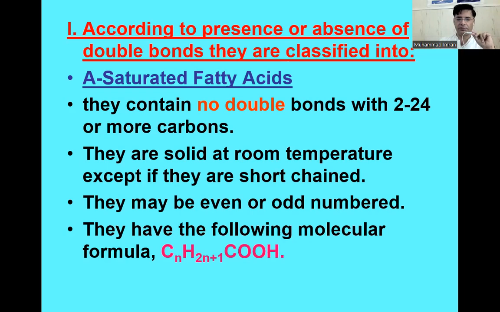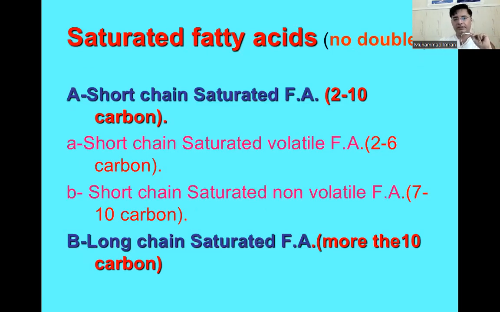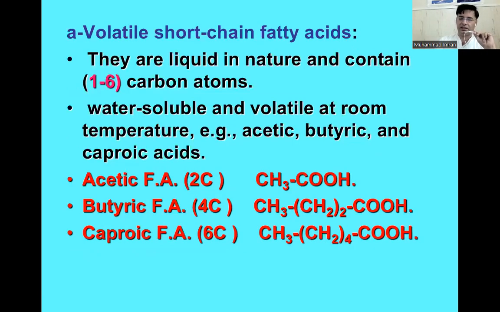They are solid at room temperature except if they are short chain, about 10 carbon or 6 carbon. They have the following general formula: CnH2n+1COOH, where n stands for the number of carbon atoms. Then the saturated fatty acid categories. There are two categories: short chain saturated fatty acid and long chain saturated fatty acid. Short chain saturated fatty acid has two categories: short chain saturated volatile and short chain saturated non-volatile. Then we have the long chain saturated fatty acid category.